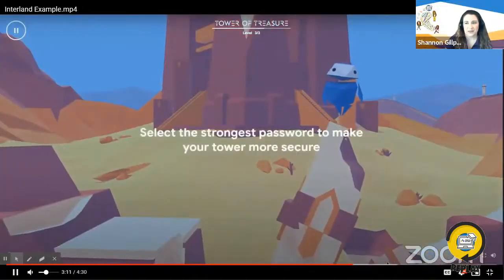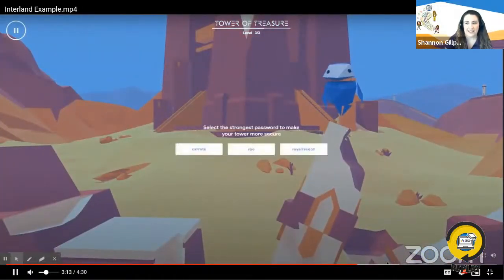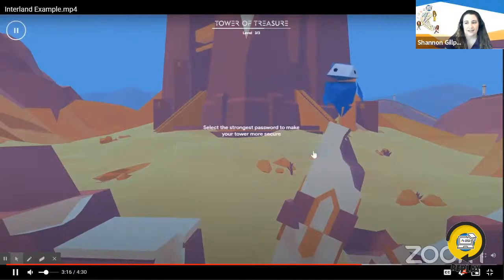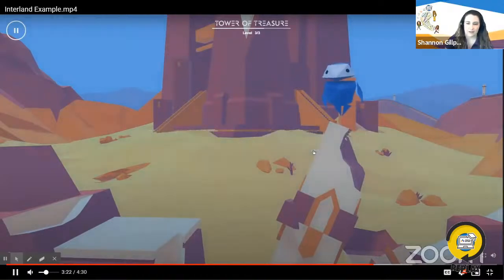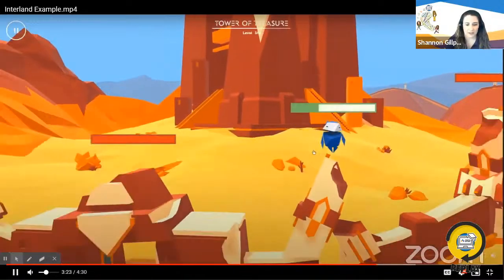Select the strongest password to make your tower more secure. So you'll just select the strongest password it gives you, and then good. The password needs to be at least 8 characters long. And the longer the better. Also have the hackers trying to steal things.